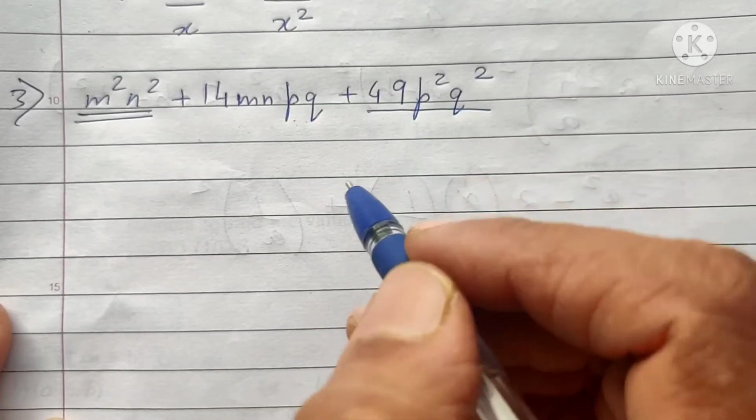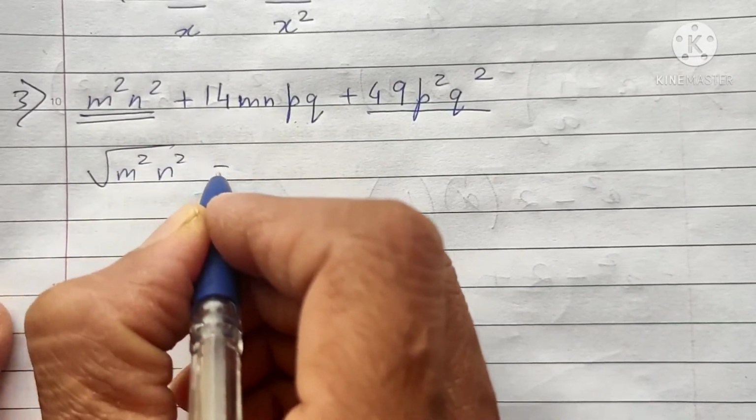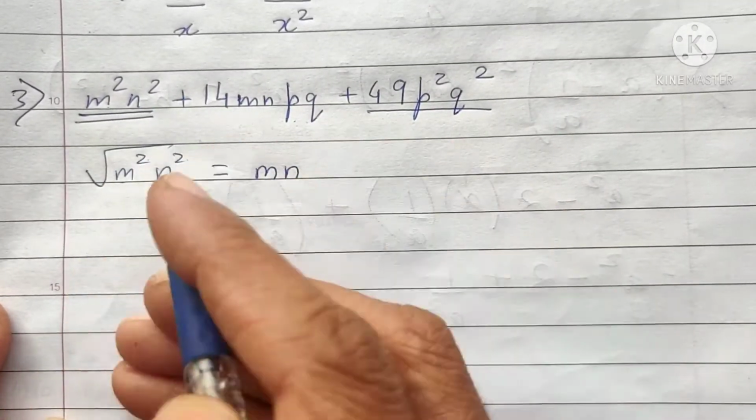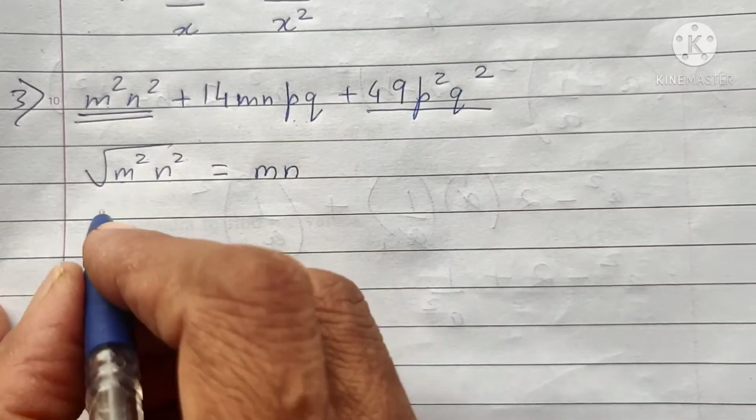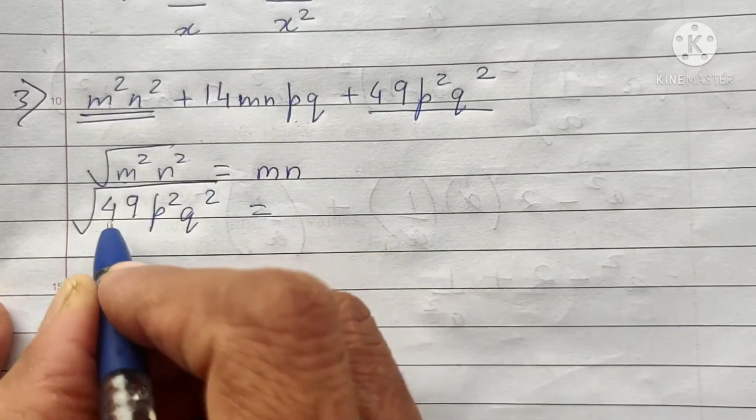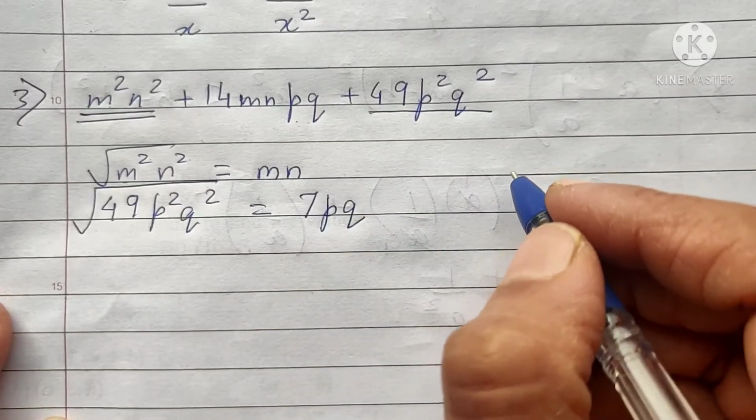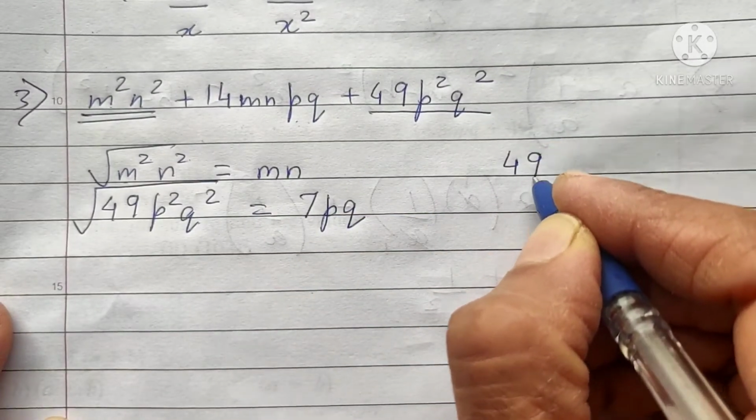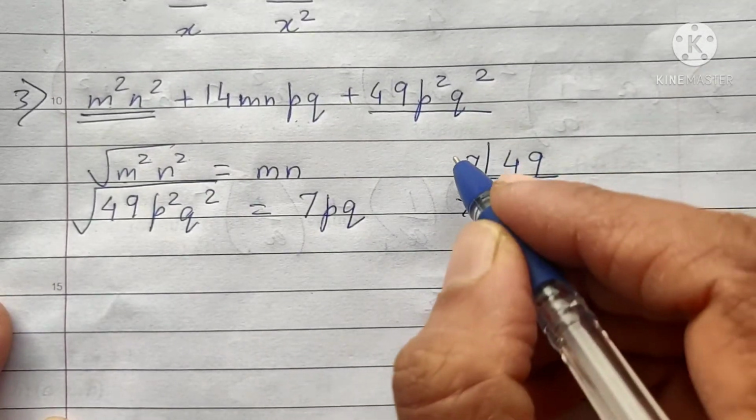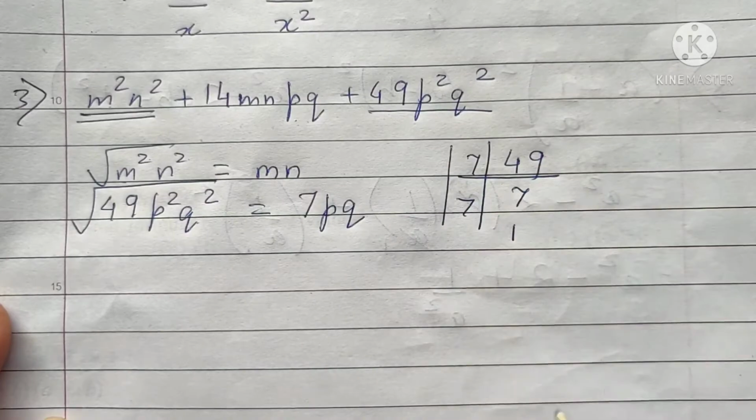Okay, so the easiest way is just take the square roots of this. So what is the square root of m square n square? It's going to be m square is m and square root of n square is going to be n, right? So your first term is going to be mn. Now let's take the square root of the second term, that is 49 p square q square. What is the square root of 49? It's 7. And then you get p and q. Okay, the way you can find the square root is, just find the factors. So you have 7 7s are 49, 7 1s are, right? Then take one number out of the same number pair, right? So your answer is 7.